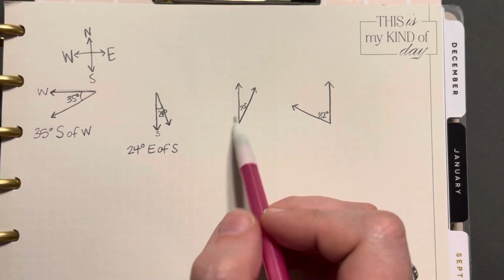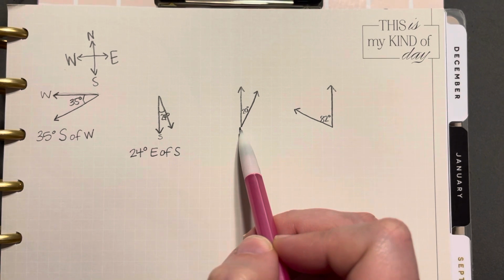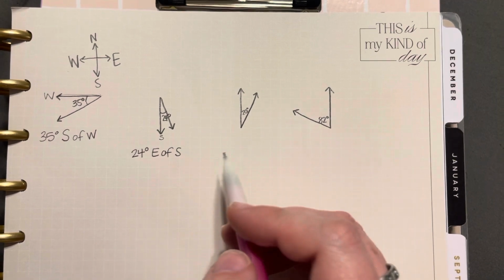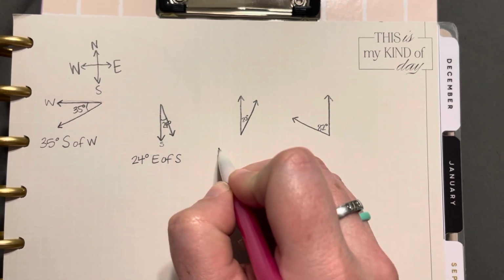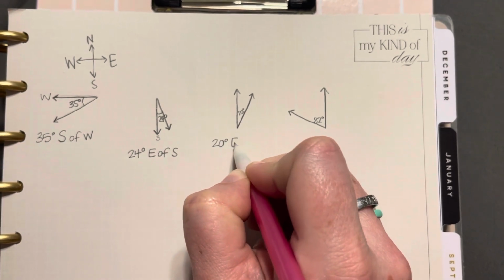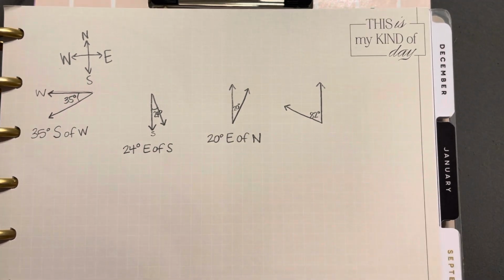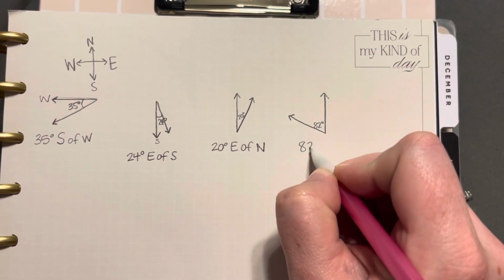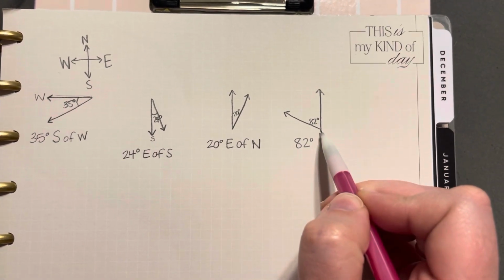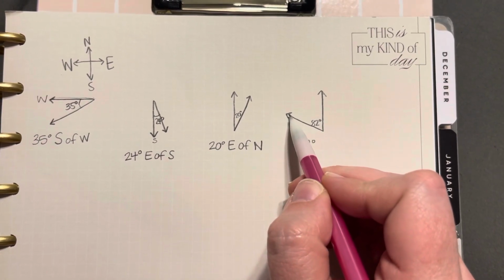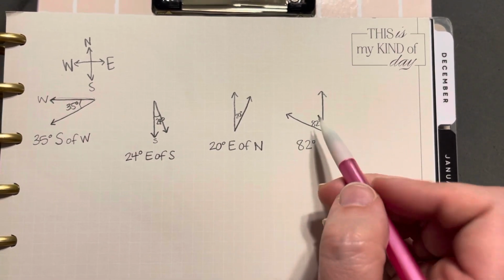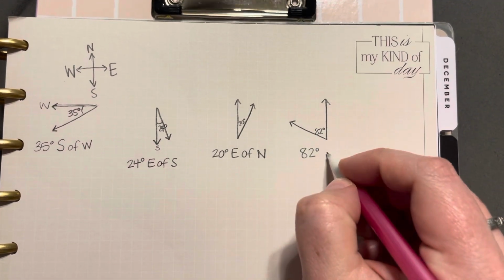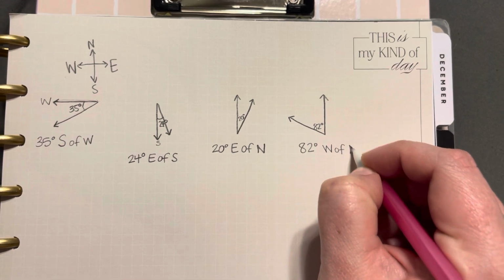So the cardinal direction that I have here would be north, and I'm looking at the other part of that angle is to the right of that, which is the east direction. So I know that this is going to be 20 degrees east of north. Okay, the next one I have north again, so 82 degrees, and this is north, but this time it's to the left. So instead of east of north, I'm going to the west from my north direction, so that would be west. So it's 82 degrees west of north.